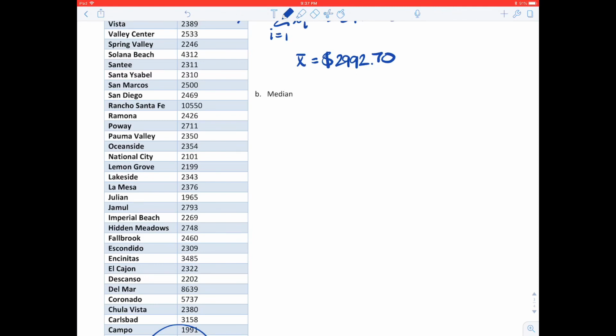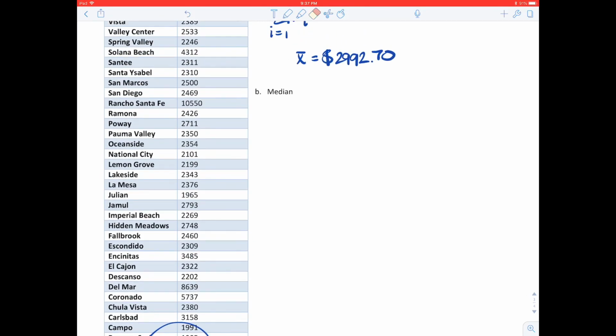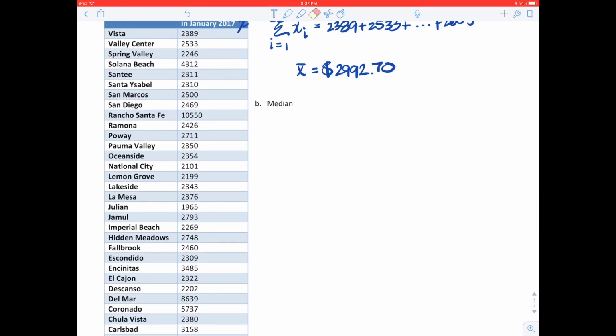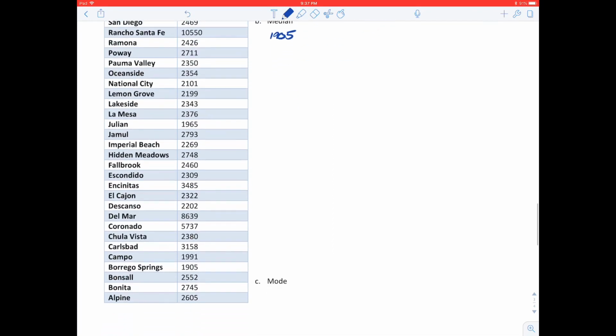So what we're going to do is order the data. I pretty much just check stuff off as I list it. All right, and I actually did do this by hand. So feel free to fast forward the video, but I'm going to write all of the values. So we had 1905, and I just went through and checked them off as I went. So that was the 1905.